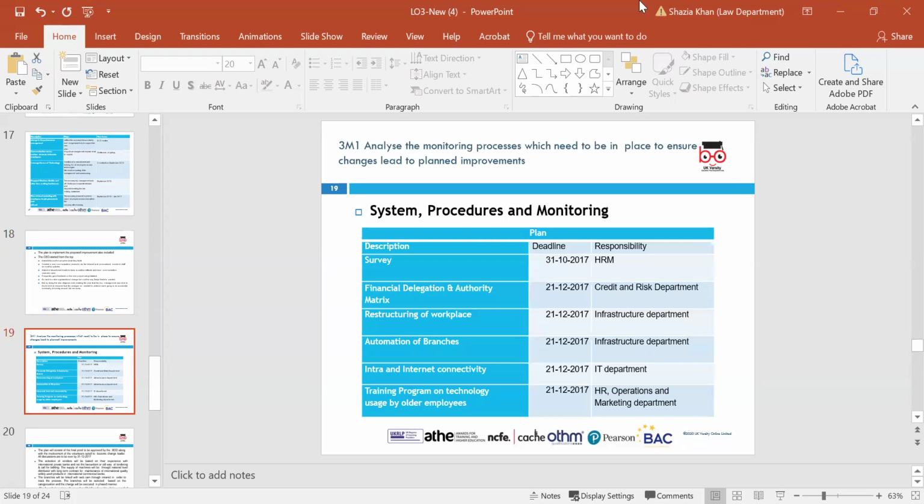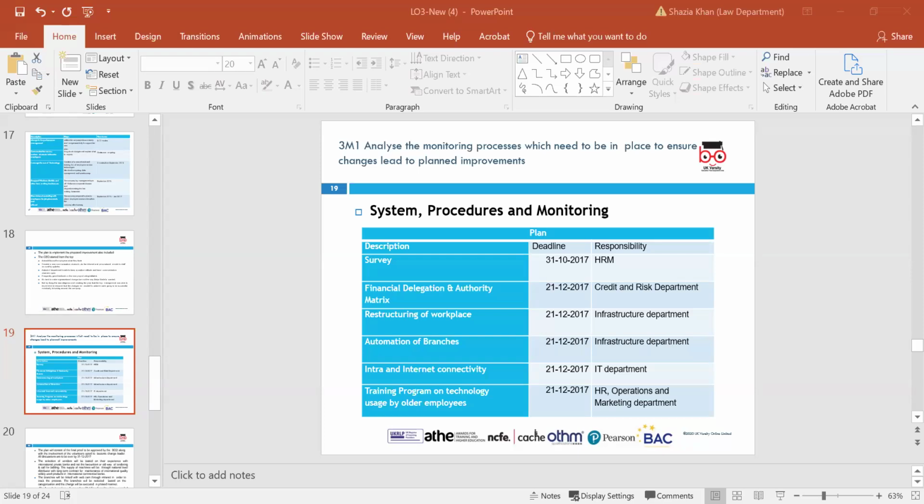So 3M1, analyze the monitoring processes which need to be put in place to ensure changes lead to planned improvements. The description here was that surveys need to be put in place, and the plan was from 31st of October 2017, and the responsibility for it was HRM.